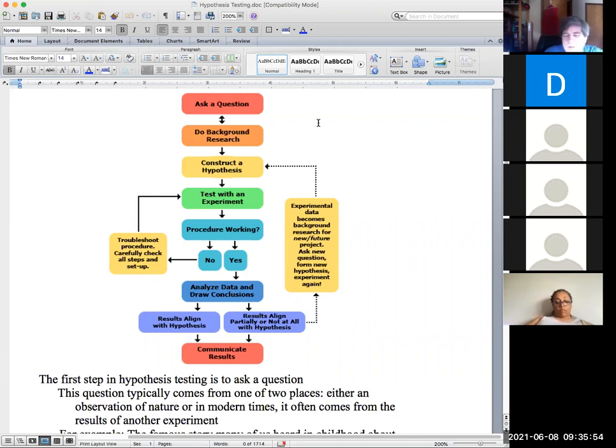And we can't just communicate our results to anybody. We have to communicate our results to people who are specialists in this field of study. Imagine that you come up with a new drug that you think will prevent heart attacks.